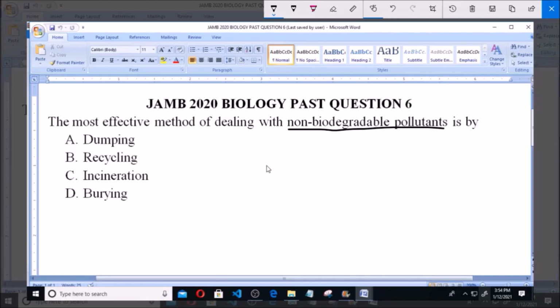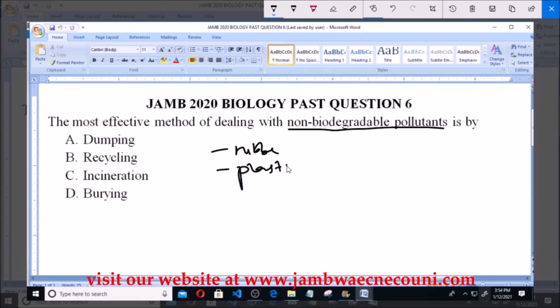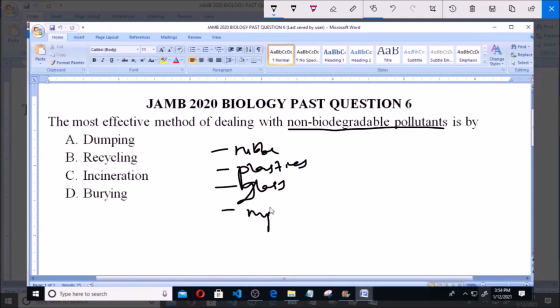That is, they cannot decay. Those are non-biodegradable materials. They include rubber, plastics, glass, nylon, and so on. Now, looking at these non-biodegradable materials, you notice that these non-biodegradable materials can actually be converted into meaningful products, and this can only be done by recycling.